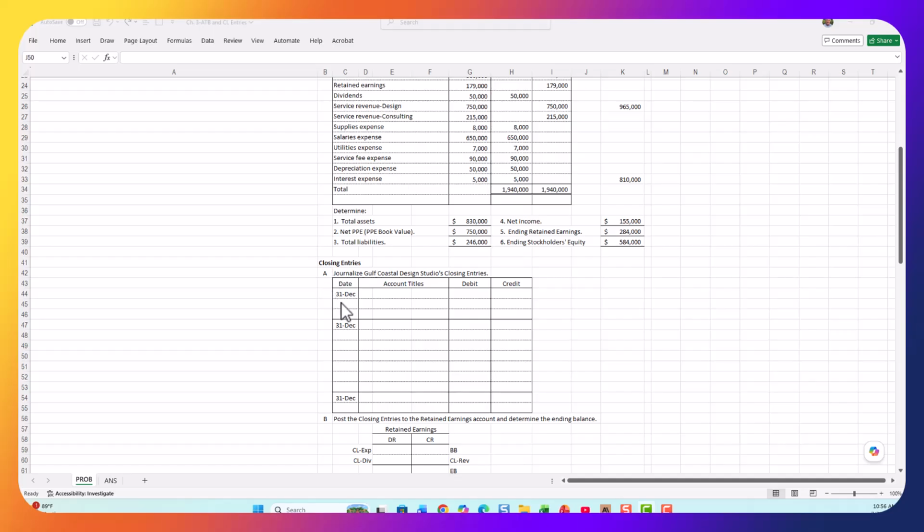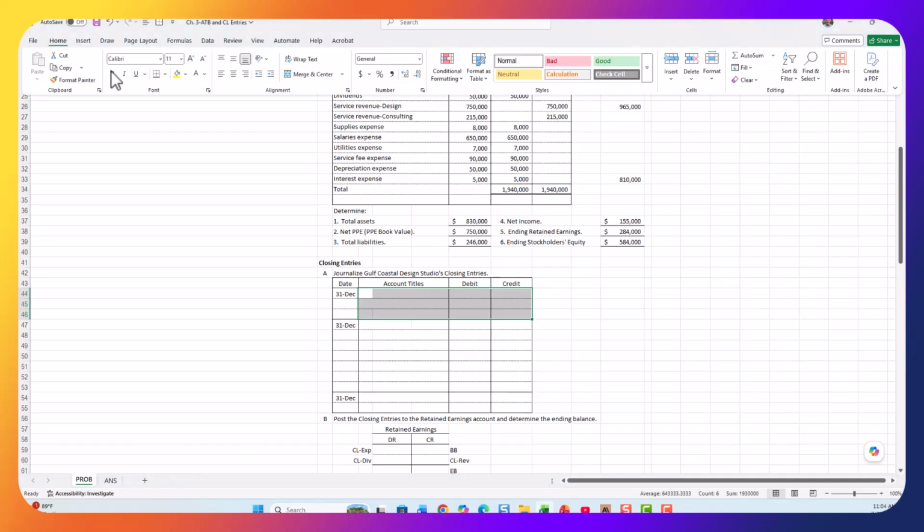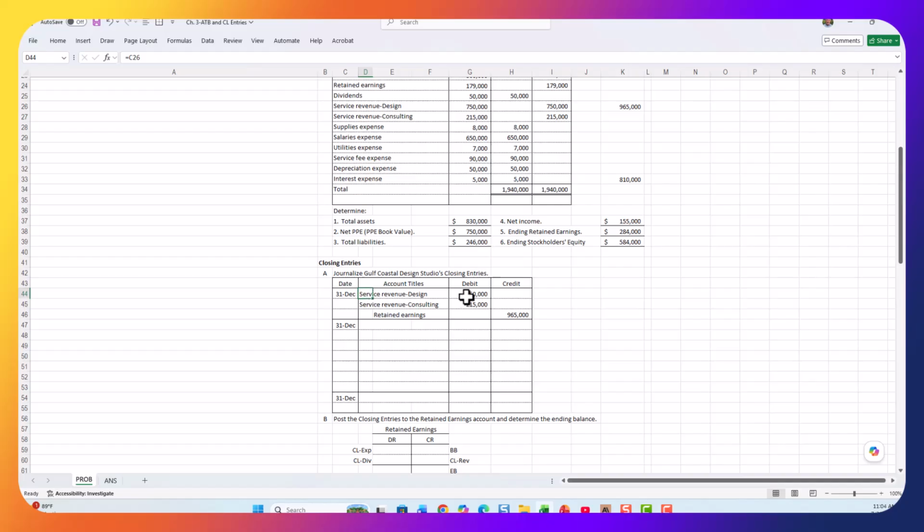Journalizing closing entries is a 3-step process. And there's an easy way to remember the order. RED, R-E-D. Revenues first, expenses second, dividends third. For our first entry, we'll debit service revenue design for its full balance of $750,000 and service revenue consulting for its full balance of $215,000. The credit is to retained earnings for the total of $965,000.